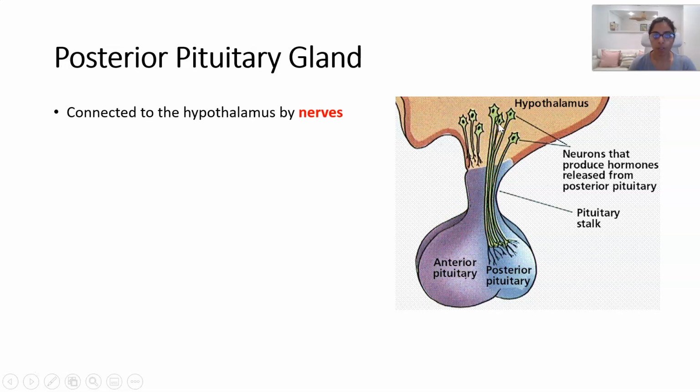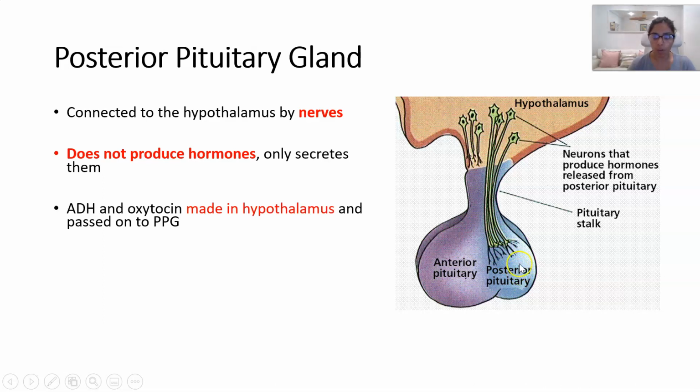So the posterior pituitary gland is connected to the hypothalamus through nerves, as we can see here. And the posterior pituitary gland does not produce its own hormone. So this is a major difference between the APG and the PPG. Posterior does not produce hormones, it only secretes them. The hormones that it secretes are actually made in the hypothalamus. And the two that you need to know are ADH and oxytocin.